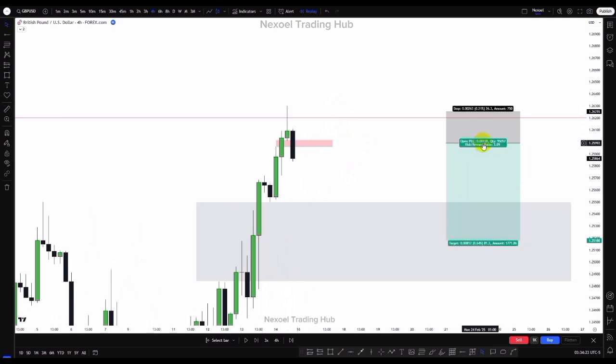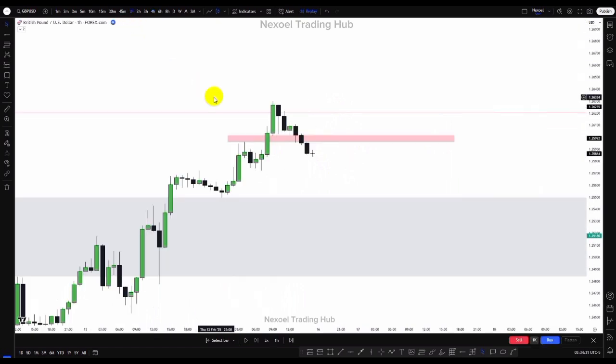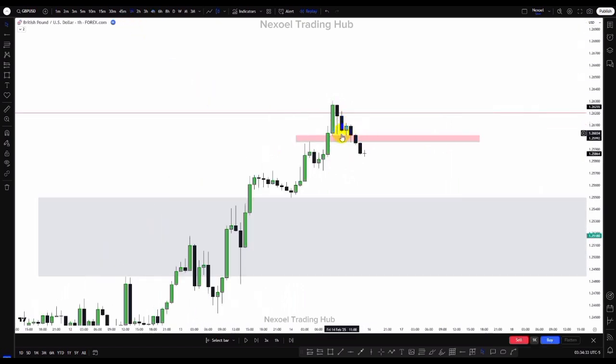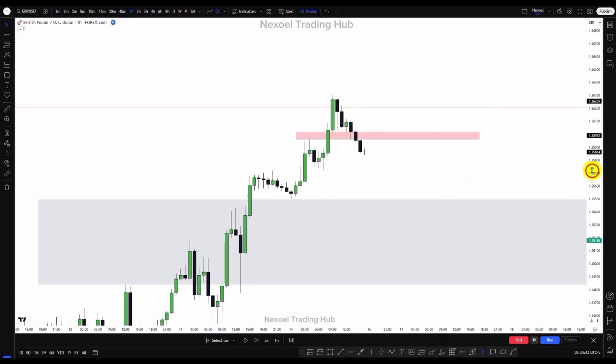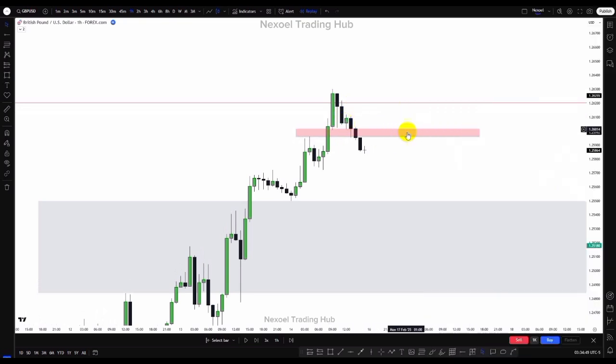So basically now this was the entry I placed, which was at the mean threshold of the inversion fair value gap. Then from the 1-hour time frame, what I saw was this bearish order block, and I made an annotation that price shouldn't close above this. If price goes above this bearish order block, then the bearish movement has been violated to continue to the downside.